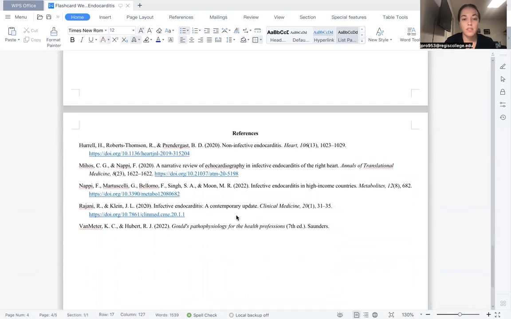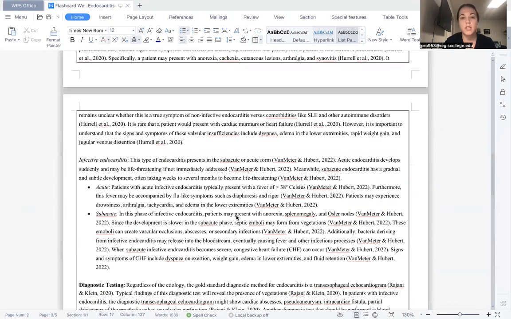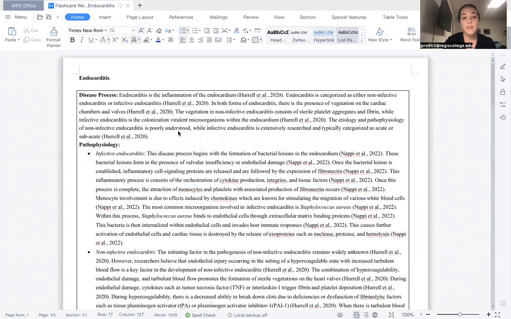These are the references that I used, but overall it was very interesting to learn about this one because typically in the clinical setting, we are just seeing infective endocarditis, and a lot of nurses that I worked with did not understand the process of, or even the existence really, of non-infective endocarditis. We just typically see the infective one.